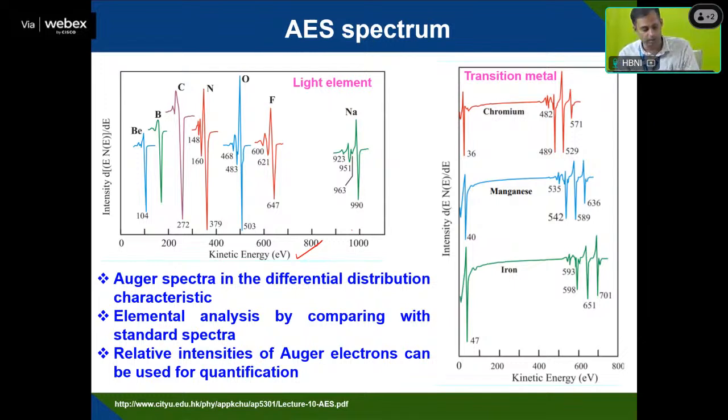And in transition metals, you can see here chromium, manganese. So you are also able to see the differential distribution characteristics and element analysis by comparing with the standard spectrum. If you're getting a peak here in the region of 5.781, you compare with the literature database, you'll be able to identify which peak it is, and the relative intensity of Auger electrons can be used for quantification.